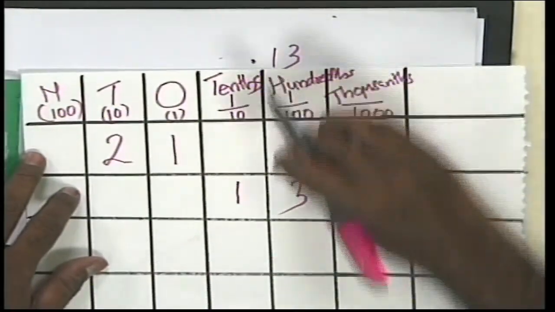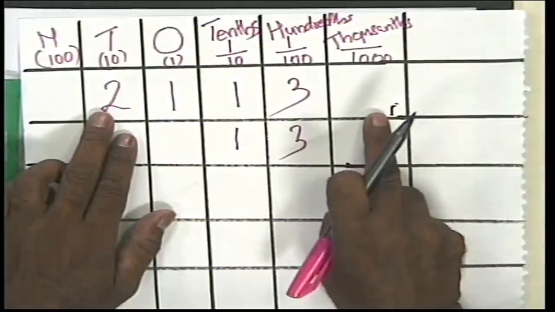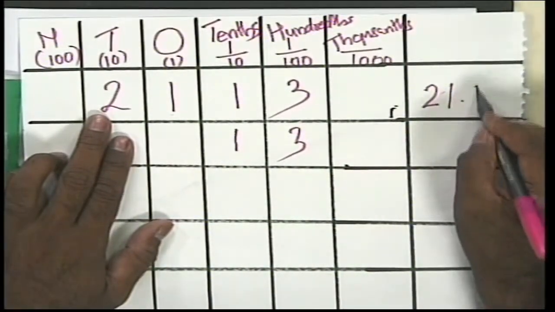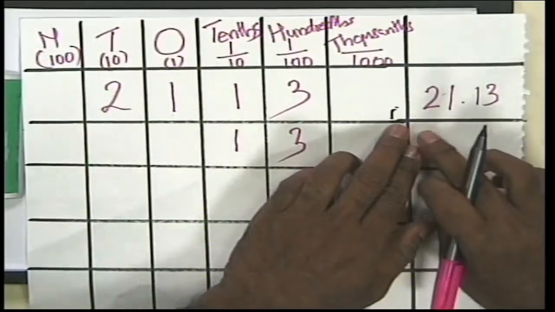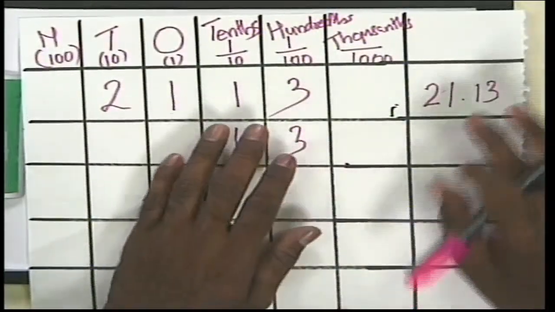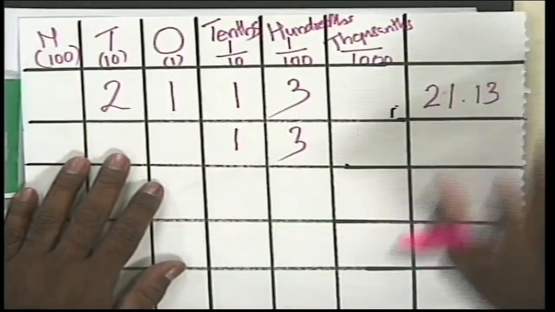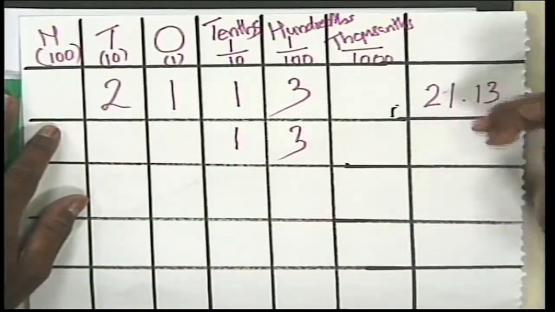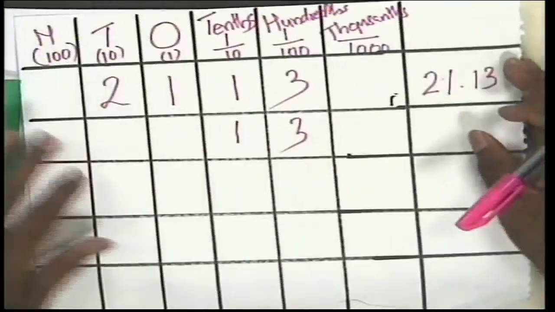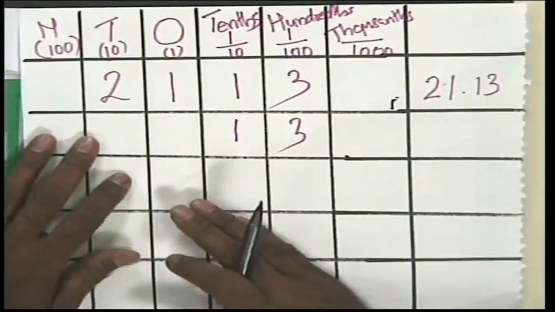Therefore, for example, if I write tens 2, ones 1, tenths 1, hundredths 3, then how can we express this number? This number will become 21.13, and 21 is known as the whole number part, and to the right of the decimal point, that number is known as the fractional part of this number. It is a fraction, a number expressed in 1 by 10th and 1 by 100.